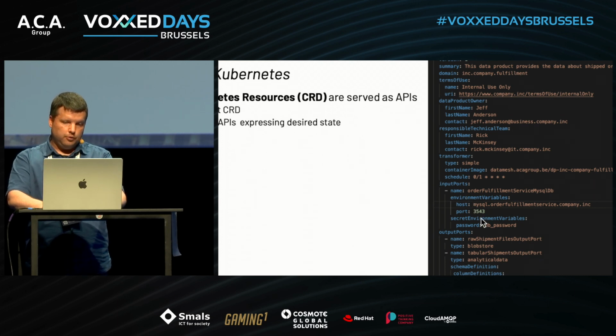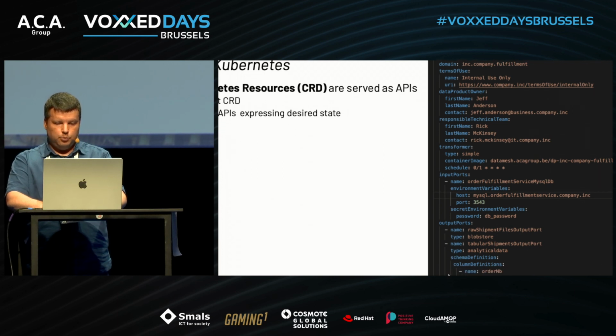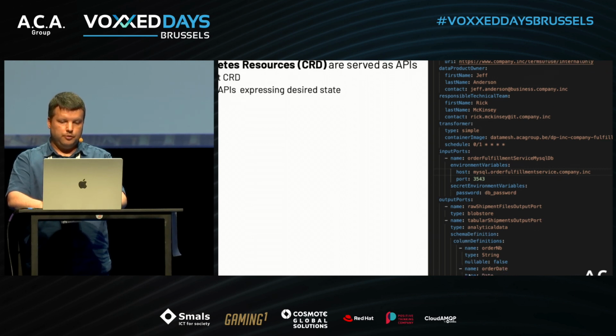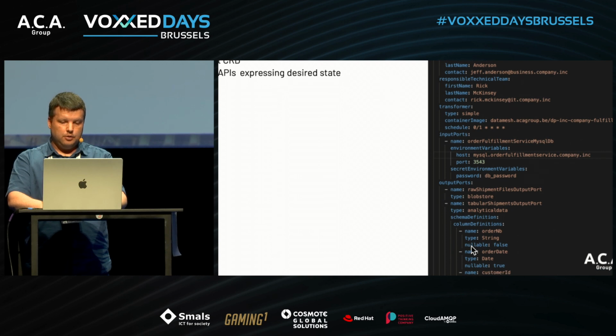And this is the example of the order fulfillment service with the database connection. And of course, in the output port section, we have the different types. One which contains the raw shipment files in a blob store, and another one which contains the analytical data in a tabular format, including, for example, a column definition of which structure is to be expected there.